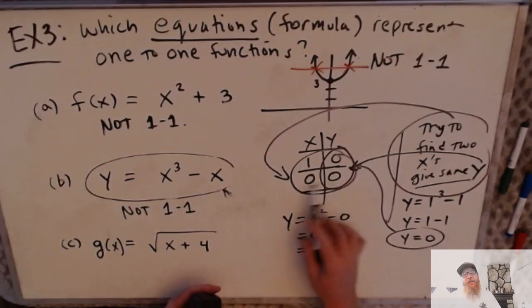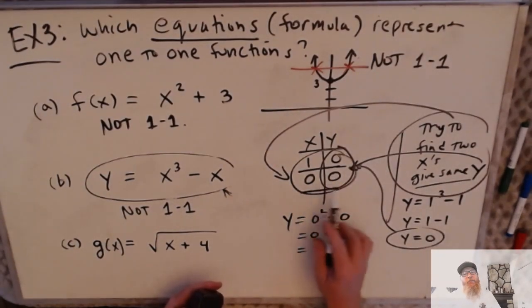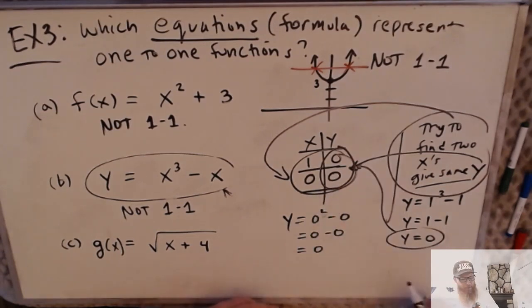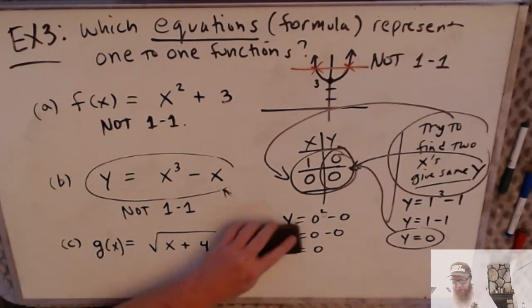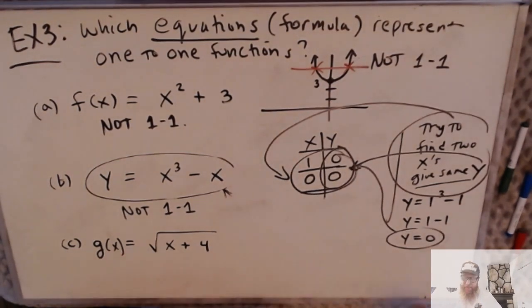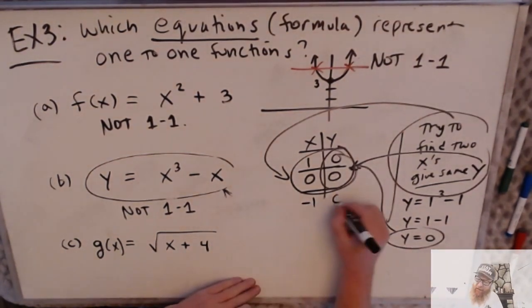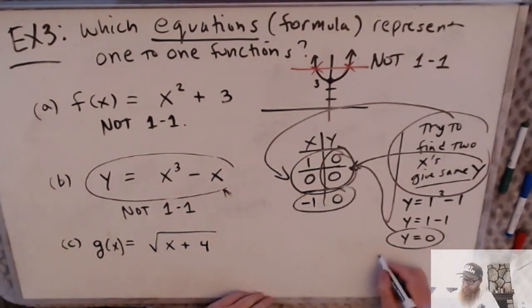Now that we've done this, you can actually see what the graph looks like. Actually, I think there's a third x that does it. Turns out that -1 also gives you 0.